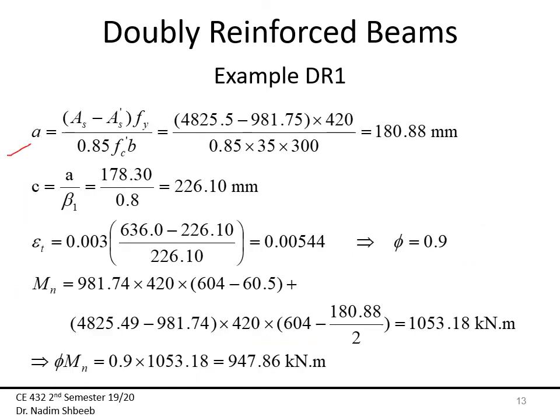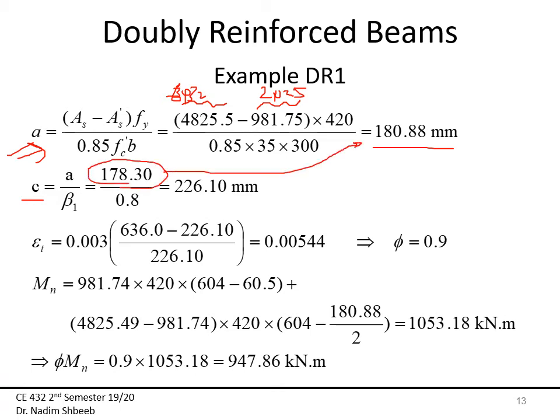From that, now I'm going to start calculating a, and a is going to be simply (A_s minus A'_s) f_y over 0.85 f'_c times b. This is my 6φ32 minus 2φ25. So from that, I'm able to find my a to be 180.88 millimeters. From that, I find my c to be, this one is not 178, by the way. This is 180.88, but this value is actually true.